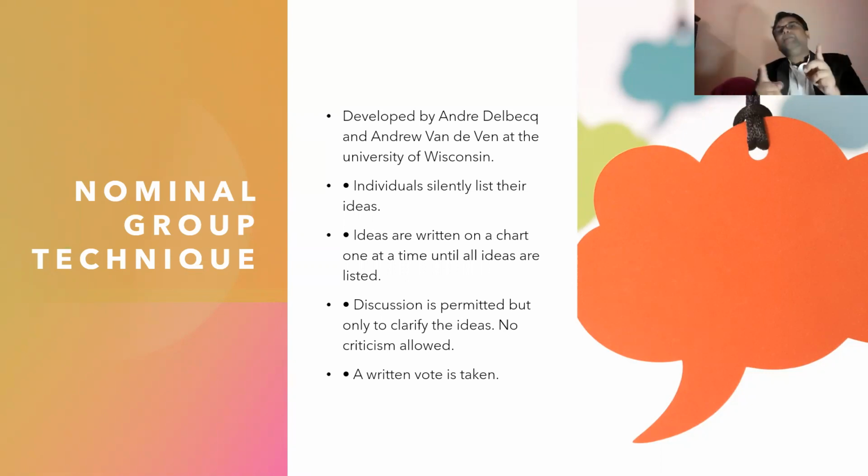Then a written vote would be taken from all the members. For example, there are 10 ideas, and you are in favor of which idea. So a written vote would be taken, come to a consensus, then select the best alternative based on the group consensus. So that is called the nominal group technique.